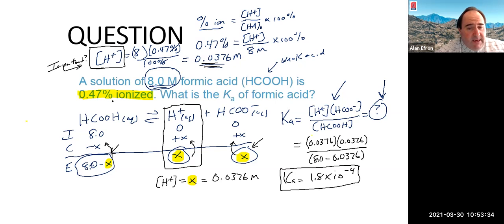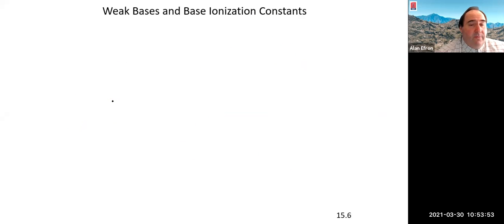Okay, so that is percent ionization: the amount of H plus that's in solution, free and floating around, divided by the initial concentration of the acid, times 100, gives you the percent ionization. If something has a very high percent ionization, then it's broken apart a lot. If something has a low percent ionization, then it is not broken apart.